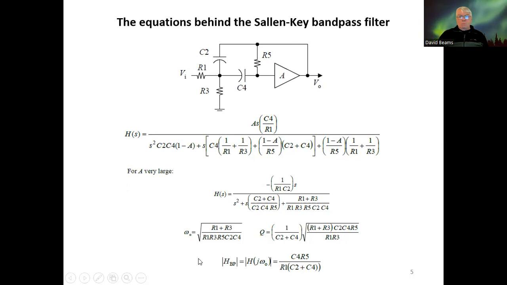Now, there is a slight difference in the way the spreadsheet approaches these equations. Initially, we assume that R3 is an open circuit, and we compute a value for R1, which the spreadsheet calls R1 prime, that satisfies the expressions for the center frequency and the Q. And then there's a separate step to replace R1 prime with a voltage divider consisting of R1 and R3, such as to give us the specified gain at the frequency response peak. Leave it at that.